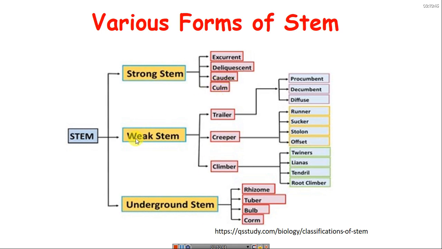Now we'll move to the weak stems and their types. Types are trailer, creeper, and climbers, right? So before we go ahead, you should remember that in the trailer stem there is no rooting at the nodes, while in creepers you will find rooting at the nodes. So trailers do not have rooting, creepers do have rooting, and climbers are altogether different. That we'll see in the coming few minutes.